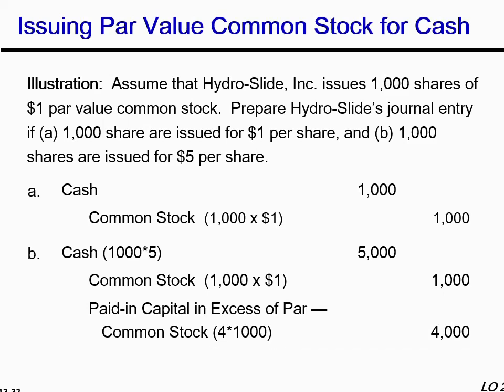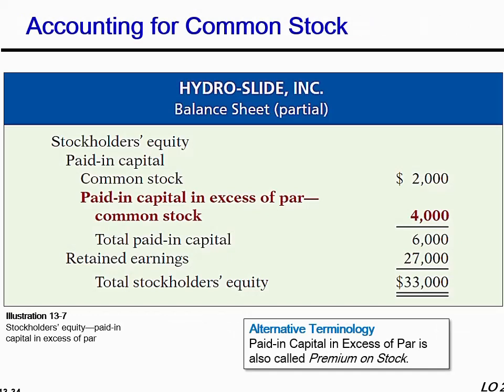Let's see how the balance sheet equity section will look. So shareholders' equity, paid in capital, common stock is here. This is a presentation. Common stock is here, 2,000, and the paid in capital in excess of par, that's 4,000. Total paid in capital. So focus on the presentation, don't bother about the amounts. They will keep on changing based on the scenario.